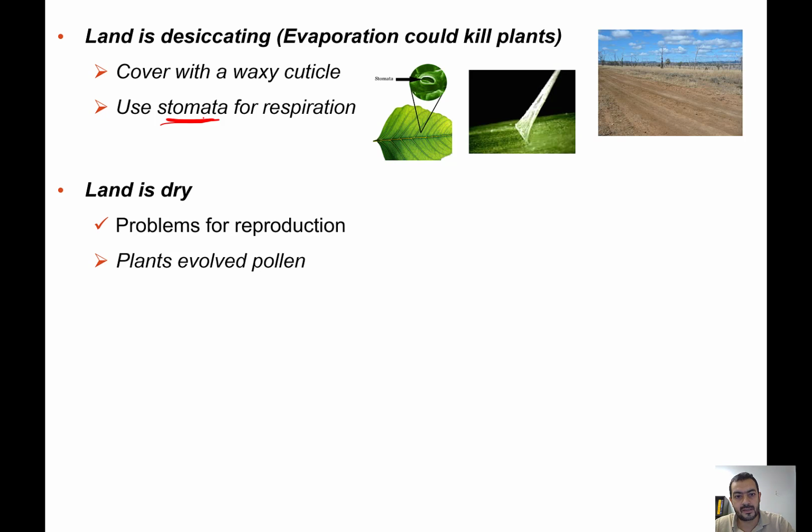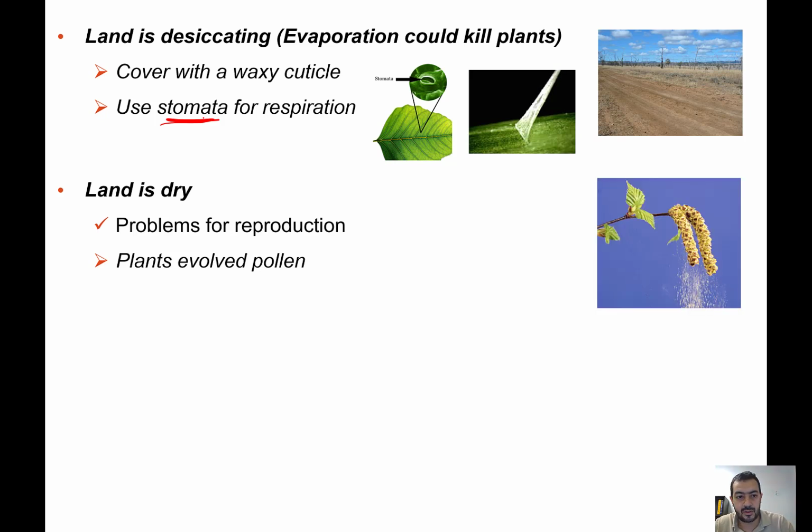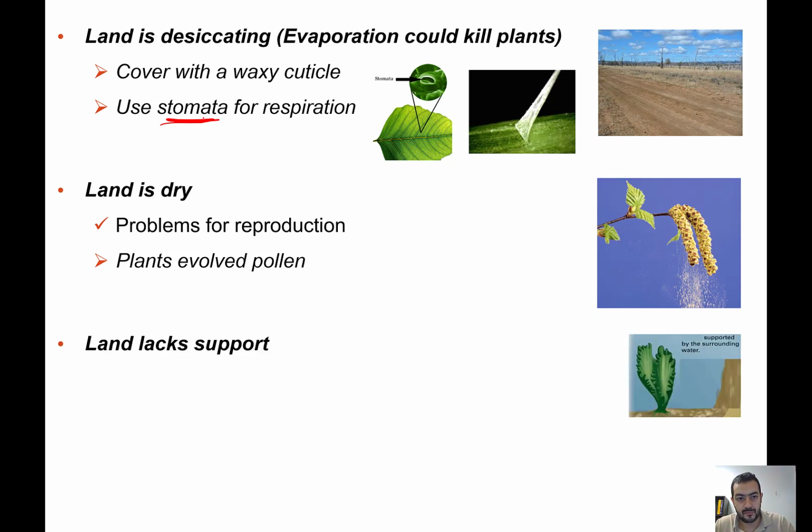Pollen grains are a way of avoiding the need for flagellated sperm. The pollen grain can be moved to further areas with the help of wind or insects, and it doesn't need the availability of water. So pollen was an evolutionary solution to overcome the need for water in reproduction.